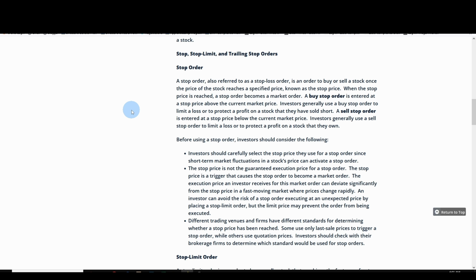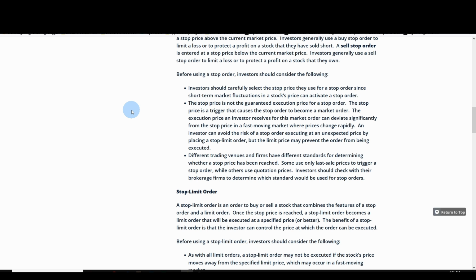Investors generally use a sell-stop order to limit a loss or to protect a profit on a stock that they own. Before using a stop order, investors should consider the following. Investors should carefully select the stop price they use for stop orders, since short-term market fluctuation in the stock's price can activate a stop order. The stop price is not the guaranteed execution price for a stop order. The stop price is a trigger that causes the stop order to become a market order. The execution price an investor receives for this market order can deviate significantly from the stop price in a fast-moving market where prices change rapidly.